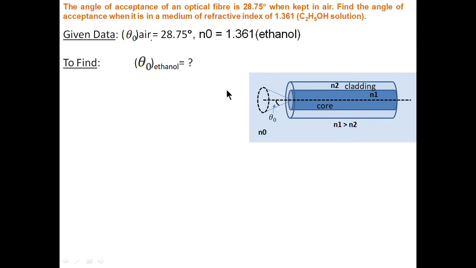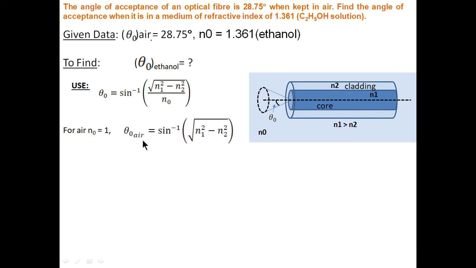This is a relation that needs to be understood. The basic equation is theta naught equals sine inverse of root of n1 square minus n2 square, by n naught. Same equation. N1 is the refractive index of the core, n2 the cladding, and n naught the surrounding medium. In this case, it is air and ethanol. For air, theta naught is 28.75 degrees. Remember, n1 and n2 are not given. It's a special case, so put in the values.